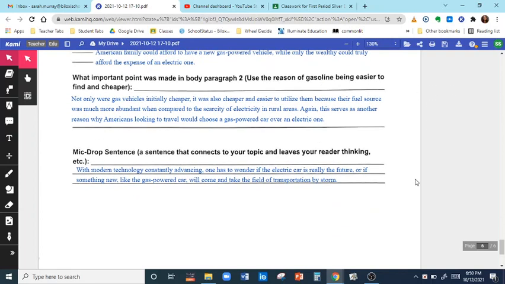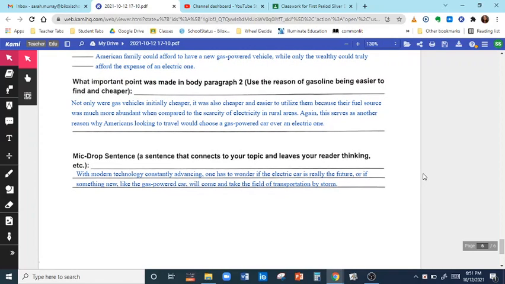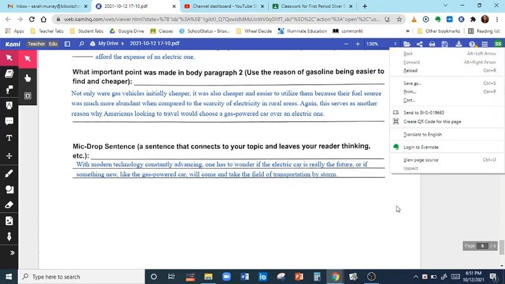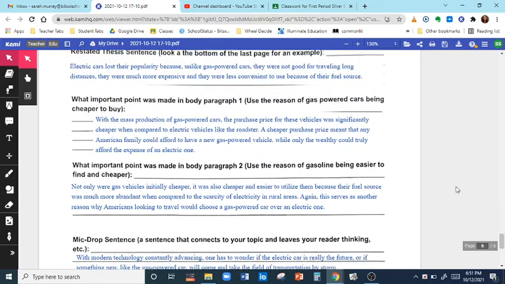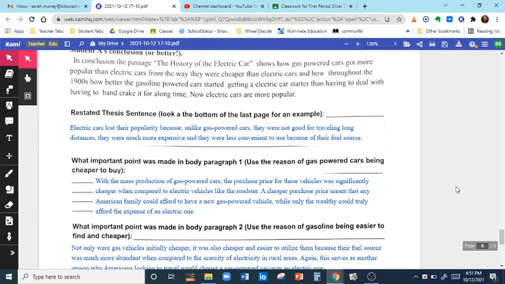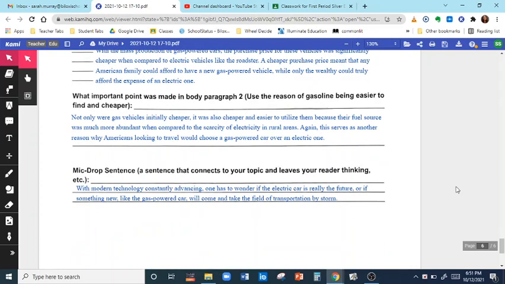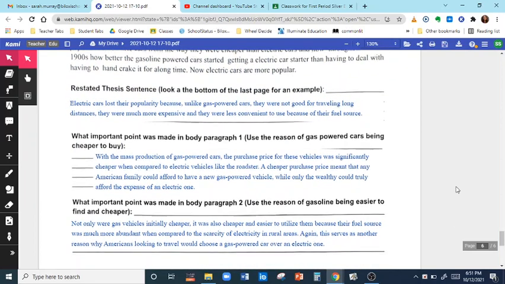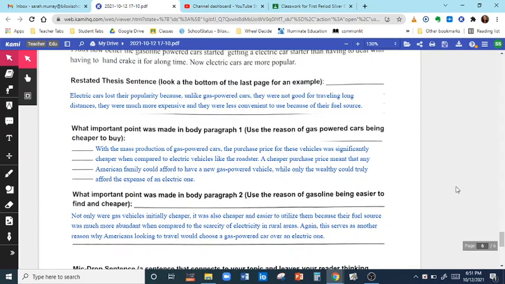And then last but not least, we've got our mic drop sentence. That's a sentence that connects to your topic and leaves your reader thinking. It's almost like a call to action. "With modern technology constantly advancing, one has to wonder if the electric car is really the future, or if something new like the gas-powered car will come and take the field of transportation by storm." So we've got that. It leaves us thinking, well, what if the electric car isn't the future? Now we're going to read it all together and make sure it makes sense.